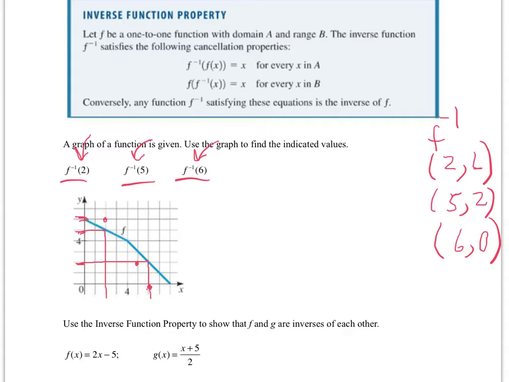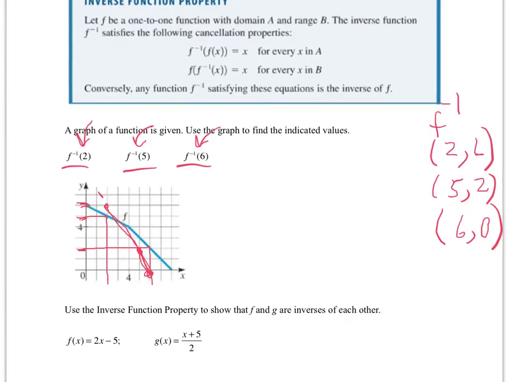Okay, so now we have to figure out how to connect these dots. So this point here, which is 6, 0, corresponds to the 0, 6, and the point here corresponds to the point 2, 5, that's 5, 2, so we just connect those two dots with that segment there, and that's the graph of the inverse function.